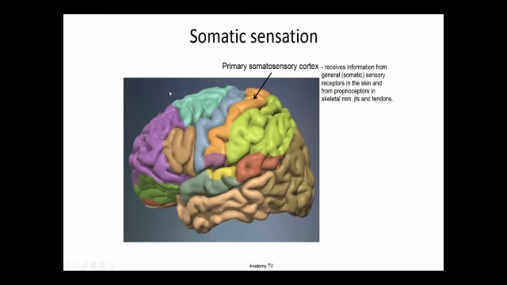In this video, we're going to talk about somatic sensation. General sensation from somatic structures in our body registers in the primary somatosensory cortex in the postcentral gyrus, here labelled in orange. This cortex receives information from general sensory receptors in the skin and from proprioceptors in skeletal muscle, joints and tendons, and so ultimately this gives us an awareness of our physical body, of anything that is touching our body and of movement of our body.